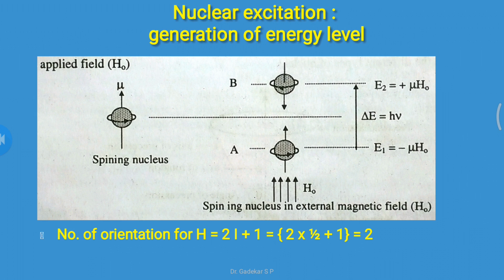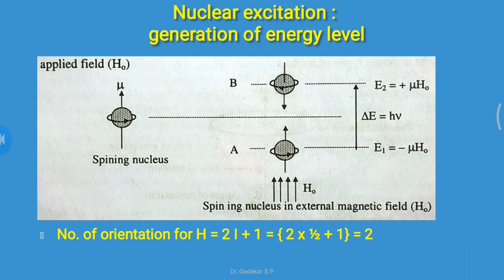The number of orientations of a proton can be calculated using the equation 2I plus 1, where I is the spin quantum number. So 2 times 1/2 plus 1 is equal to 2. So there are different spin quantum numbers that generate different spin states.